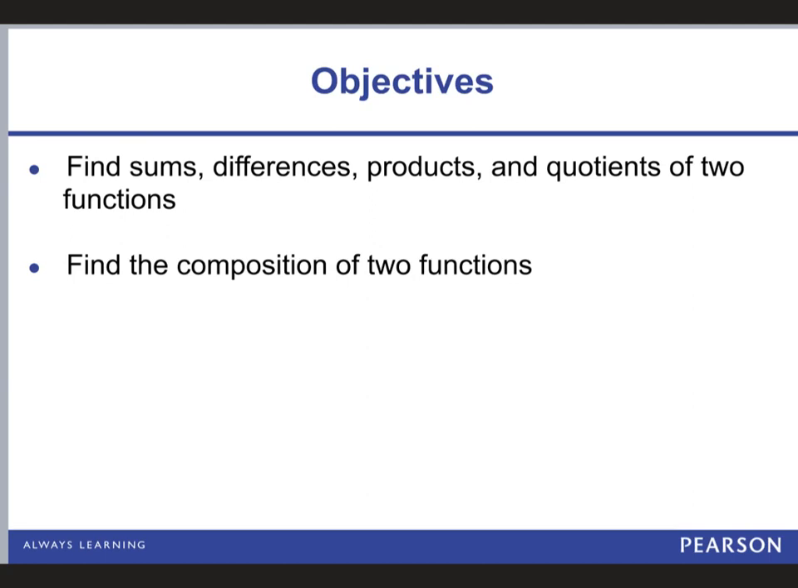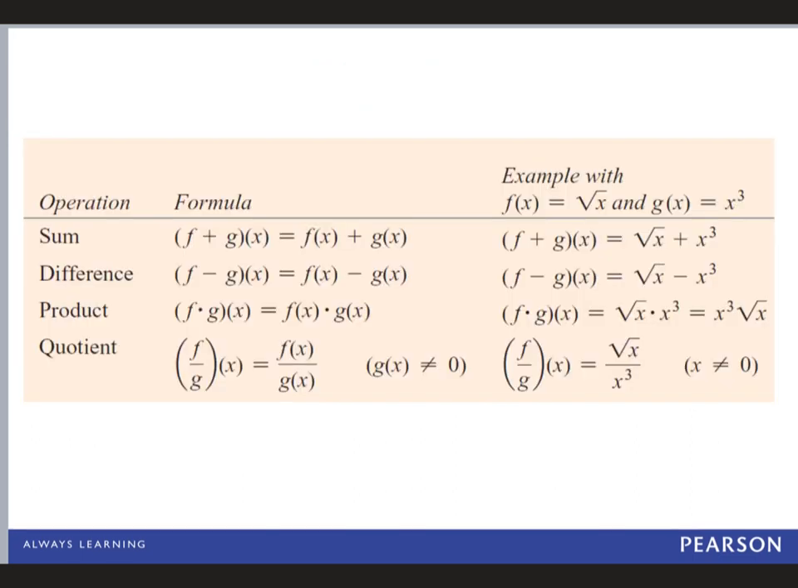Essentially, all this means is that we're going to be combining functions by adding them, finding the sums, subtracting them to get the difference, multiplying them to get products, and dividing them to get quotients. And we are also going to do something called the composition of two functions, which basically means just using one function output as the input of another function. And we'll go through some examples for you.